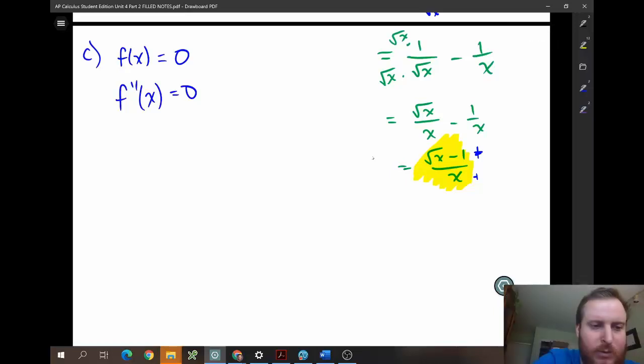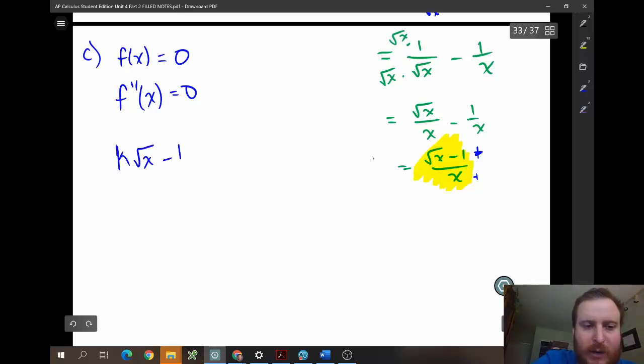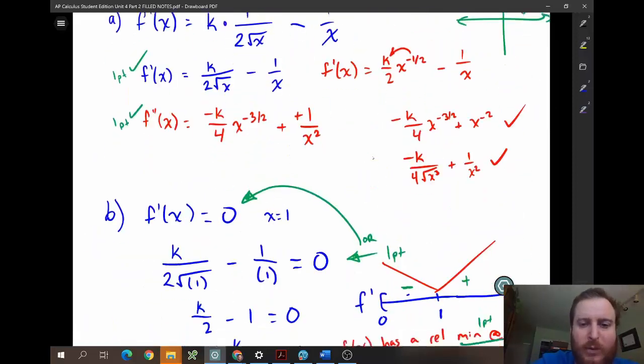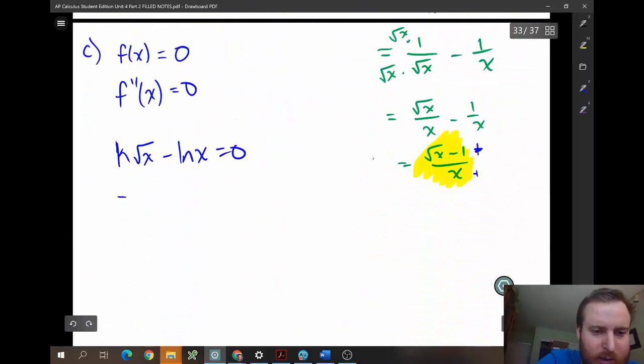So the original f of x, that's going to be k times the square root of x, minus ln of x. That's what they gave us for f of x, when we set that equal to 0. Then our second derivative, right, we solved up here, negative k over 4 x to the negative 3 halves. Right, I'm going to write it like this, negative k over 4 x to the 3 halves, plus 1 over x squared equals 0. That's from f double prime of x, right?